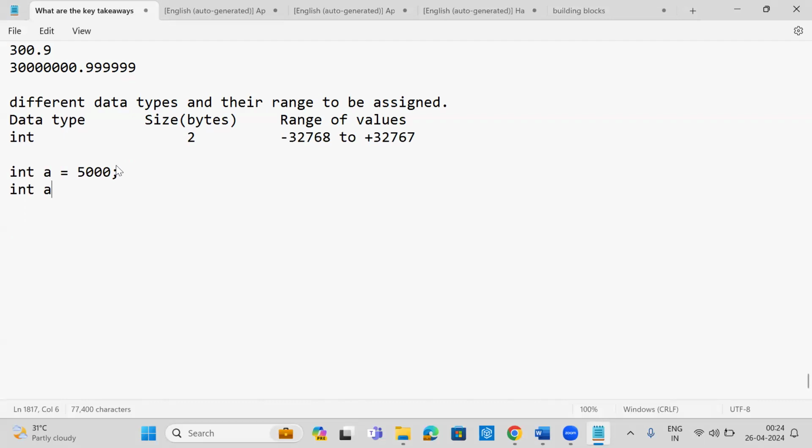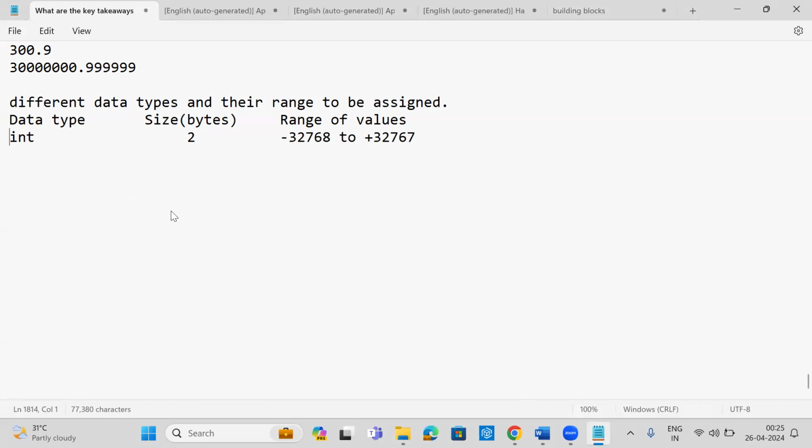I can also write a equals minus 5,000. This is also a valid value, but I cannot store 50,000 because 50,000 does not fall in this range. So you cannot store 50,000 to a. You cannot store minus 50,000 either because it does not fall in this range. So this is how the memory can hold a certain range of values.